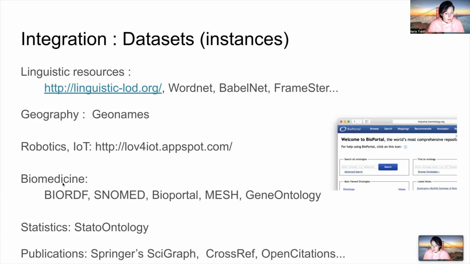The biomedical world has a huge amount of data sets. Bio2RDF is actually a data set of multiple data sets. You have SNOMED, which is a long-standing resource in the biomedical domain. They're still being used by companies to refer to diseases and genes and symptoms and such. You also have MeSH, Gene Ontology, BioPortal. You have resources for statistics or resources representing publications, authors, papers that are being cited, and so on and so forth.